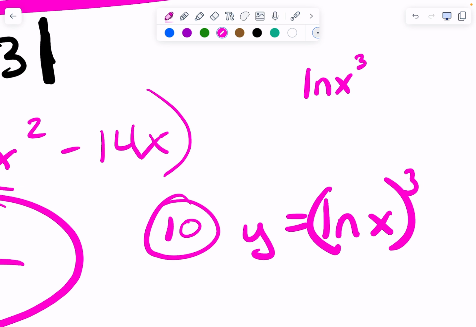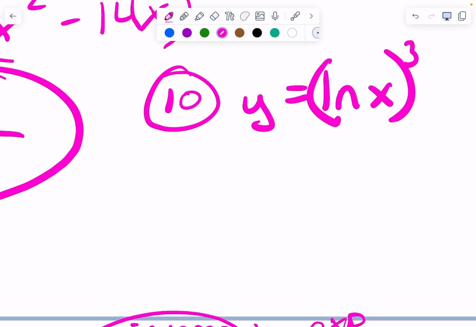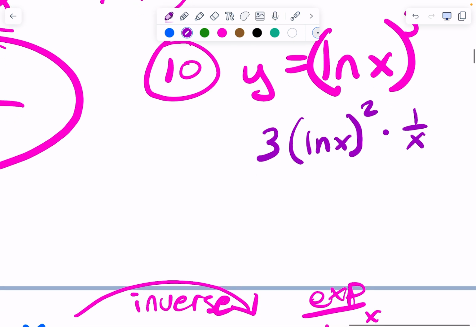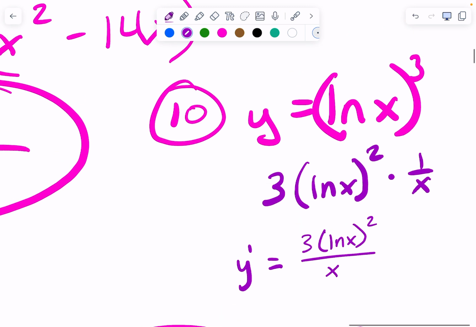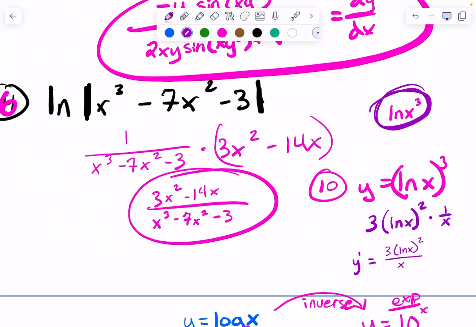So this is a chain rule, right? We start with the chain rule on the outside. So 3 comes down in front, ln of x squared, times the derivative of the inside, which is 1 over x. So y prime equals 3 ln of x squared over x. That is different than what you would get if you do ln of just the x squared. It's the whole ln of x.